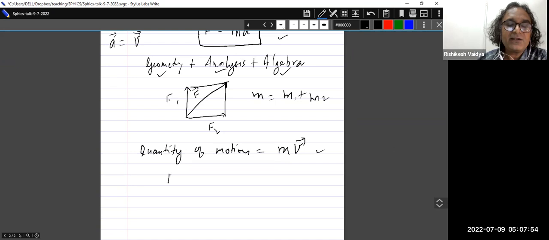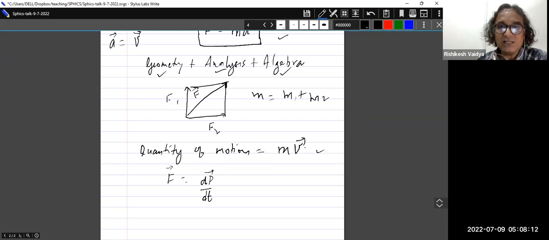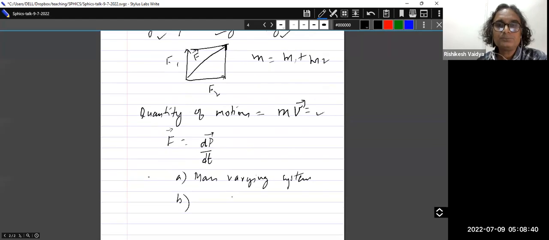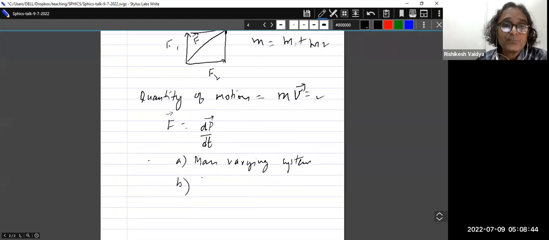So the second law that he defined, the causal relationship that he defined, was not in terms of F equals ma, but as a rate of change of the quantity of motion, which is the momentum. This is the quantity that he called momentum. And the beauty of this definition is that, of course, when m is constant, it boils down to F equals ma. But this is true even for mass varying systems. And it turned out to be true even in the relativistic regime.